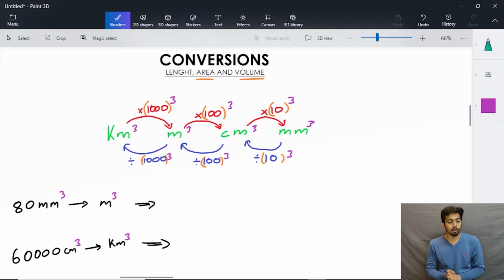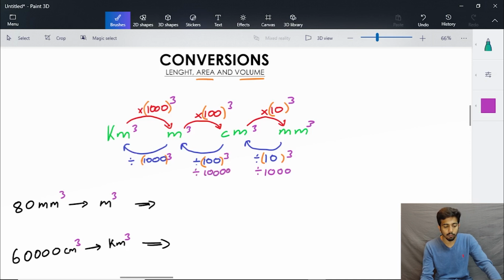Now let's see a few questions for the conversion of volume, in which we are going from smaller units to the larger units. So first we have 80 millimeter cube, and we are going from 80 millimeter cube to meter cube. So first step is going to be centimeter cube, and then we'll move on to meter cube. First we'll have to divide 80 by 1000, because 10 cube is 1000, and then we need to divide by the cube of 100, which is 1 million.